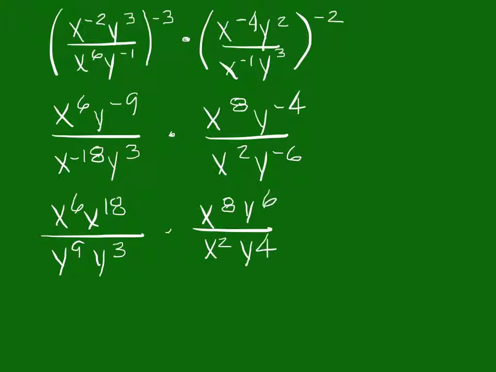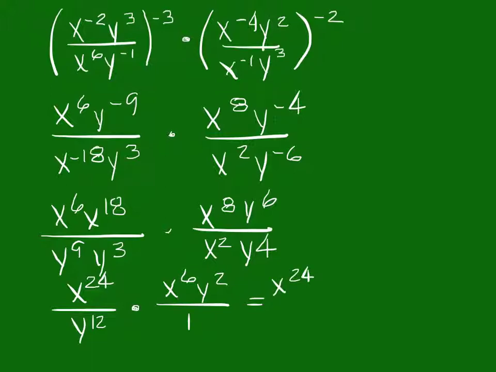Simplify where you can. On the left side, x to the 6th times x to the 18th is x to the 24th. And y to the 9th times y to the 3rd is y to the 12th. Over here you have x to the 6th from the 8 over 2, and then y to the 2nd from the 6 over 4. Now multiply those together to get x to the 24th, x to the 6th, y squared over y to the 12th, and simplify your x's on top.